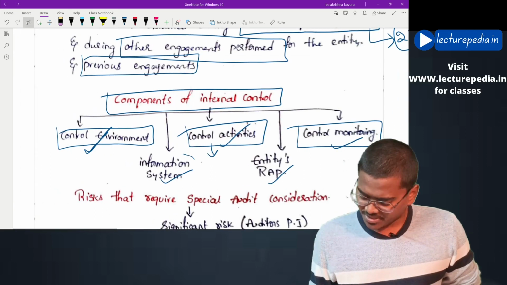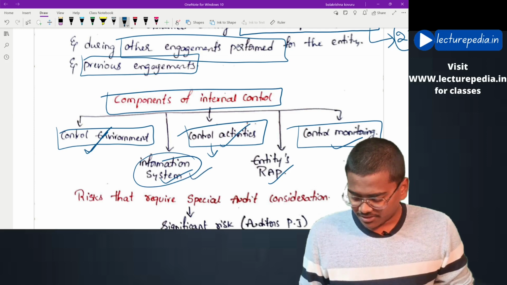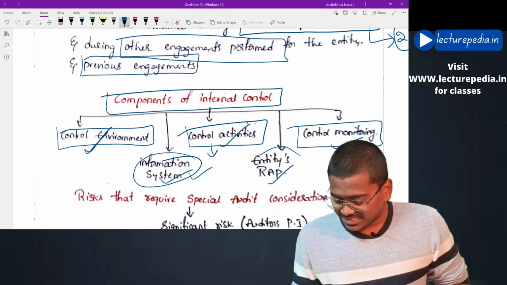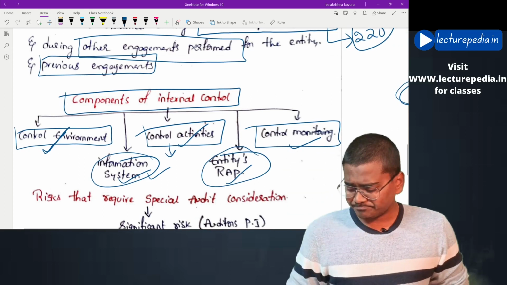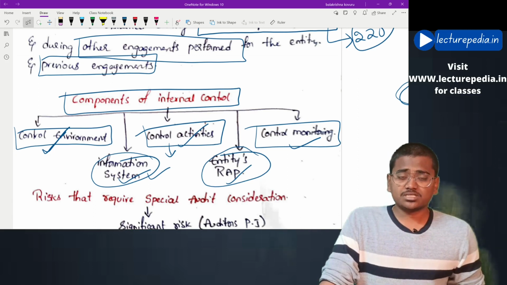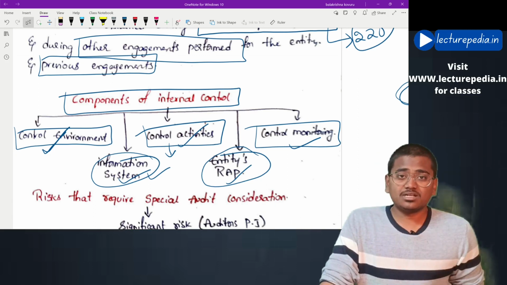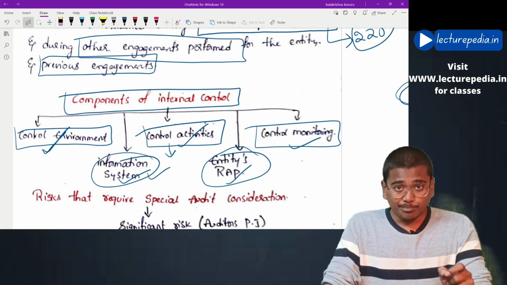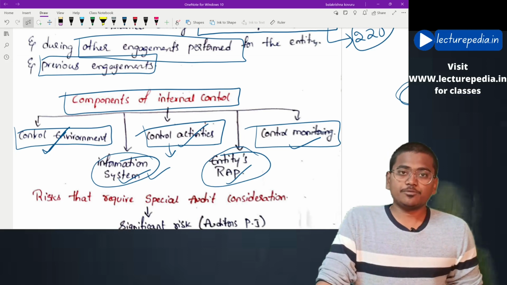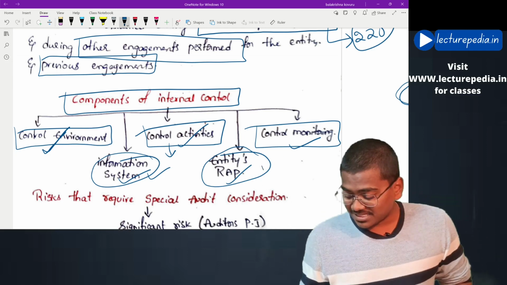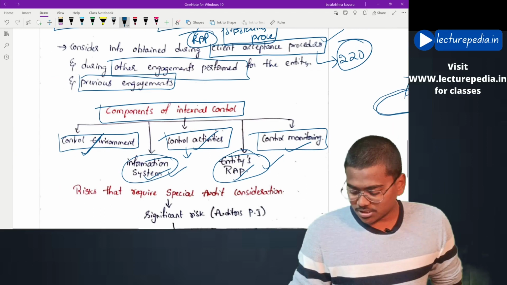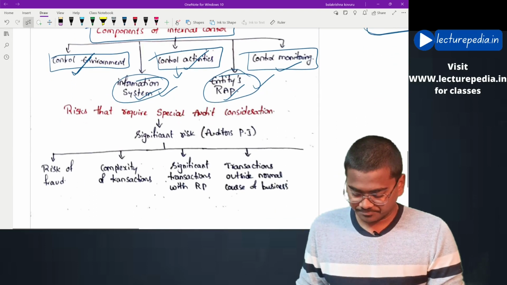Next, information system. The auditor will also check the information systems of the entity. And the entity's risk assessment procedure. See, not only does the auditor perform risk assessment procedures, even the entity has to perform risk assessment procedures, because it is the primary objective of the entity to identify the risks present in the entity. Thereby, the auditor will also check whether the entity has performed its risk assessment procedures or not. These are the 5 components of internal control.